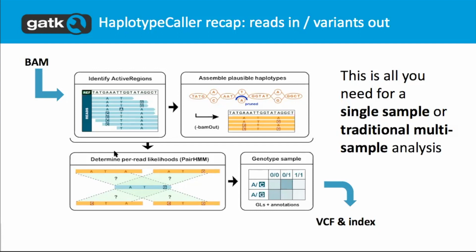If you give it multiple samples at the same time, it will do the same thing, except the graph assembly will use the reads from all the samples, which is powerful, but can very quickly become computationally difficult. So generally, we don't do direct multi-sample analysis. That's why we broke out the joint calling into a separate part.